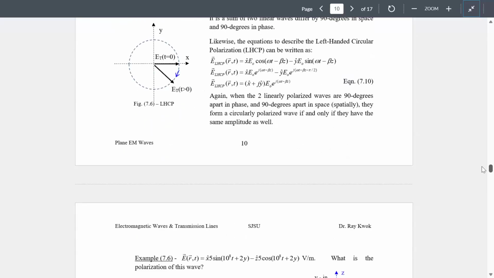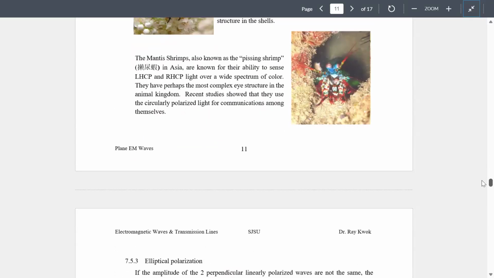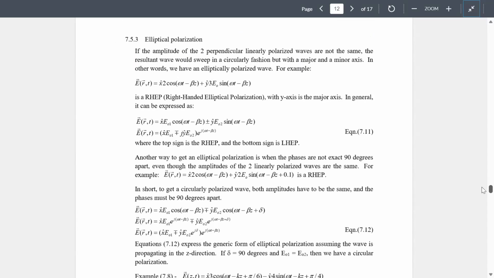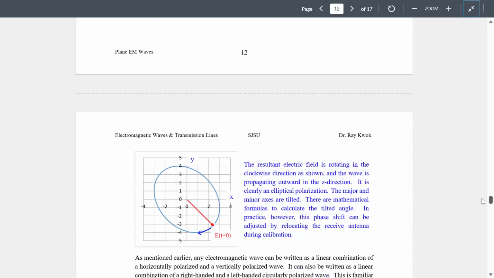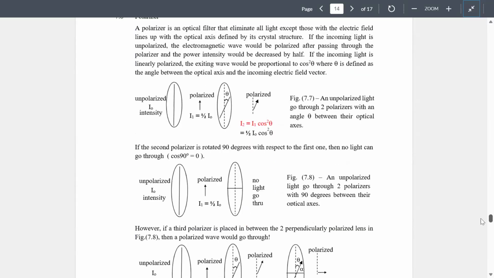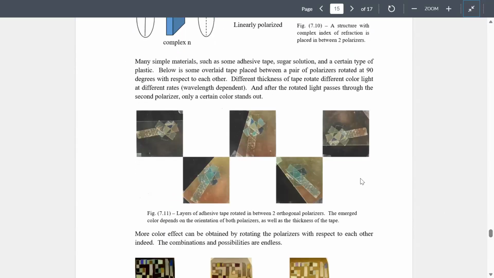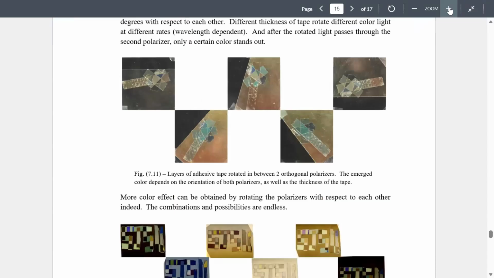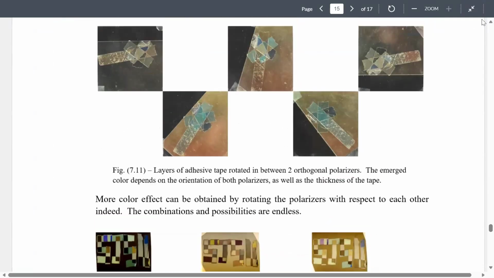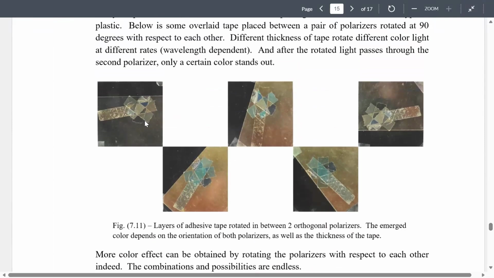So you might think it takes very fancy material to be able to rotate light, or signal in general, but it's not true. Some simple material like this, let me show you. I use Scotch tape and put it between the two polarizers and just rotate one of the polarizers to different angles. You can see the Scotch tape overlay shows different colors because you have different thicknesses, so different frequencies go through when rotated at a different angle.